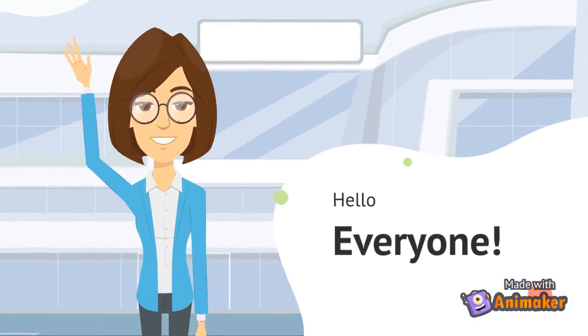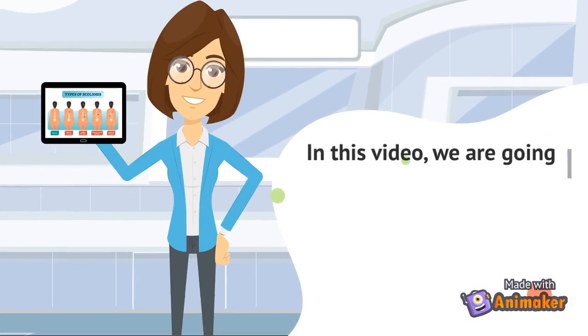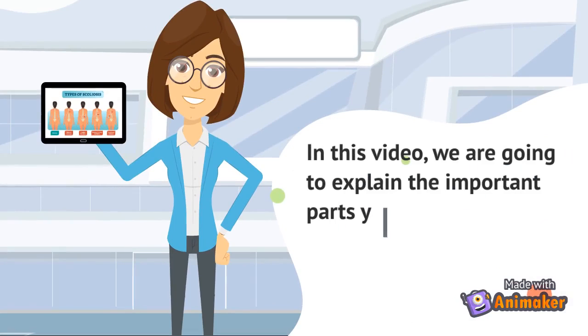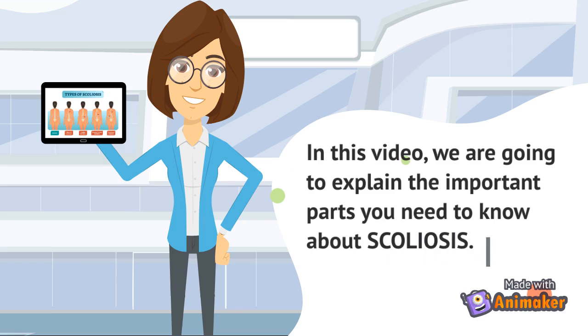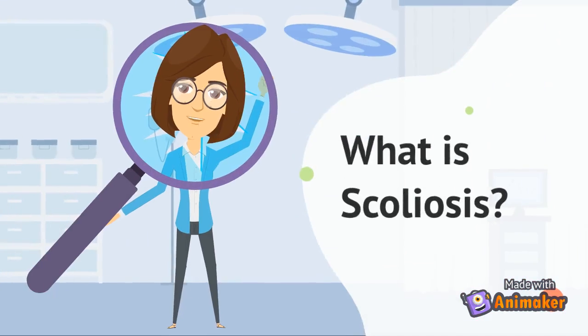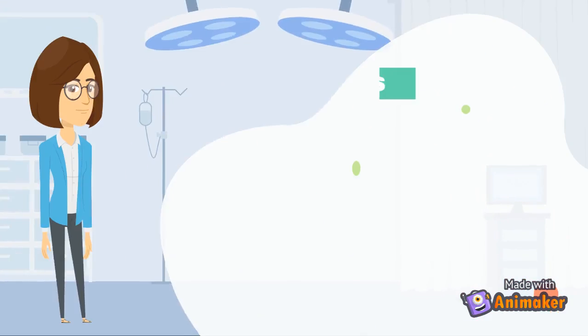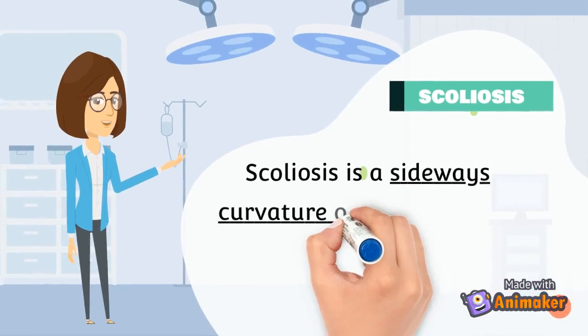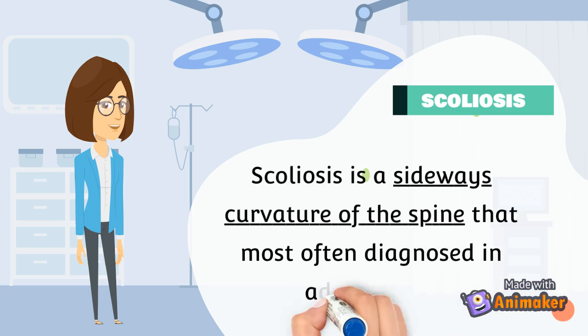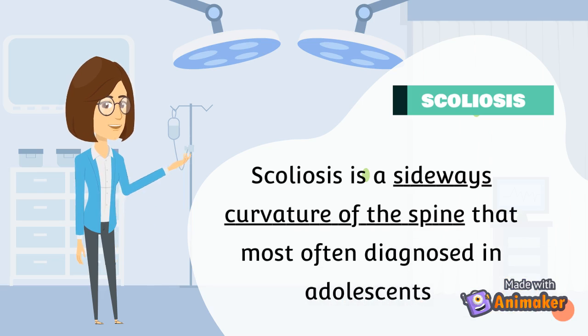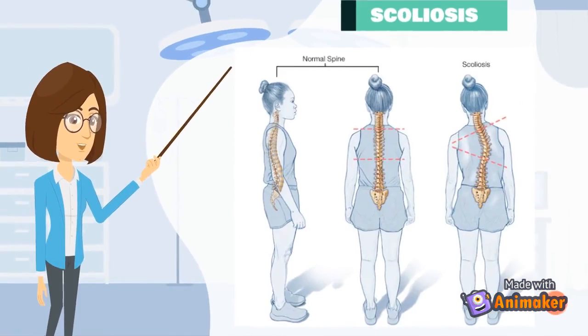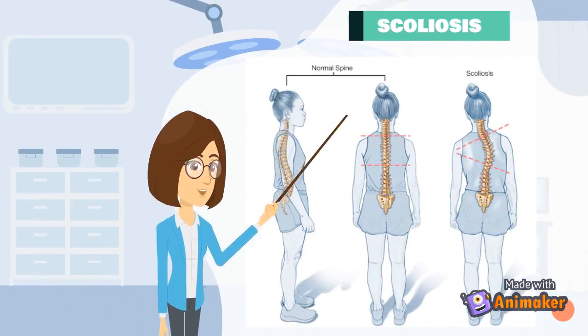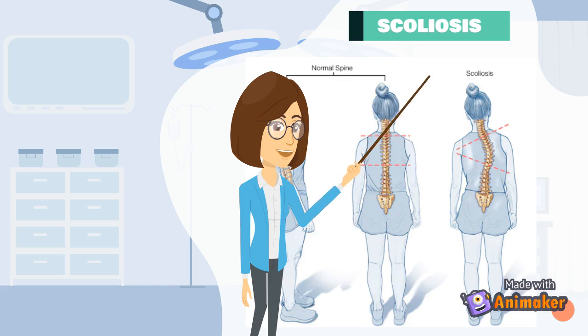Hello everyone! In this video, we are going to explain the important parts you need to know about scoliosis. What is scoliosis? Scoliosis is a sideways curvature of the spine that is most often diagnosed in adolescents. This is an example of what a normal spine looks like, and this is what scoliosis looks like.